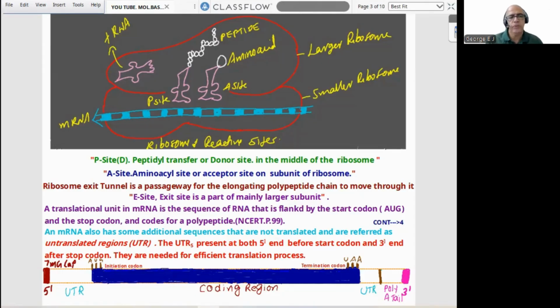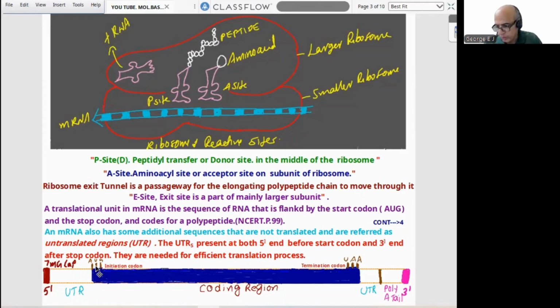All of these are NCERT important for the exam. And mRNA also has some additional sequences that are not translated, referred to as untranslated regions, UTRs. And what is the aim of UTRs? UTRs are present in the diagram; we can find them. It is a labeling diagram. UTRs are present at both the 5' end. Here you can find the UTR, this gap.